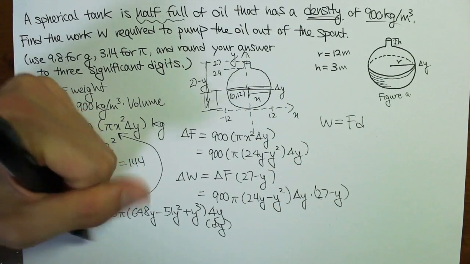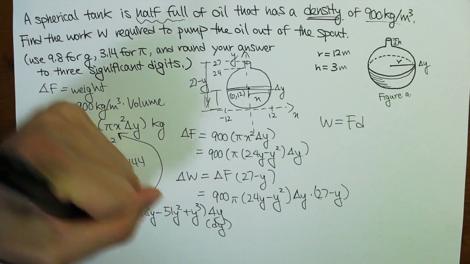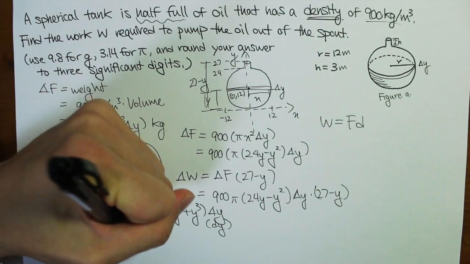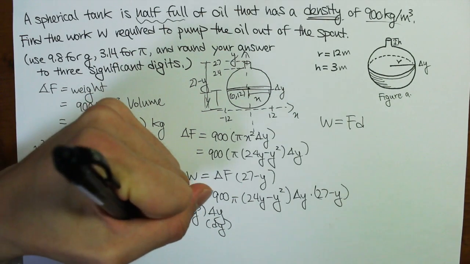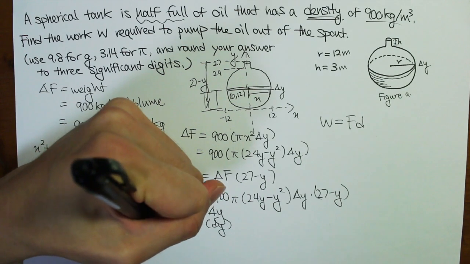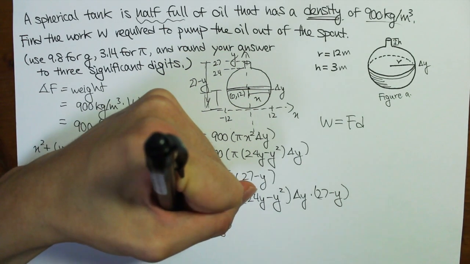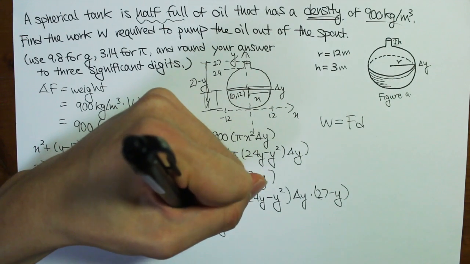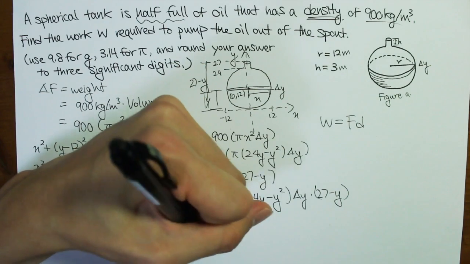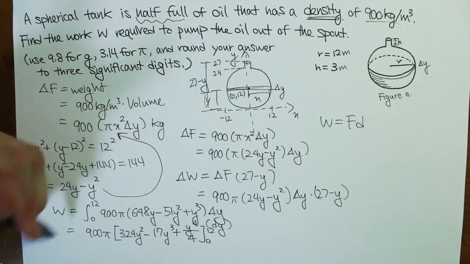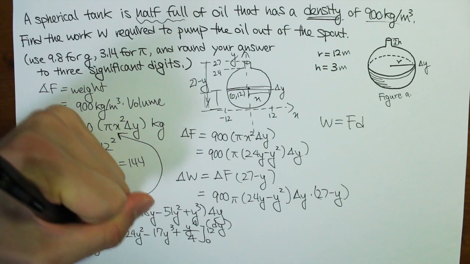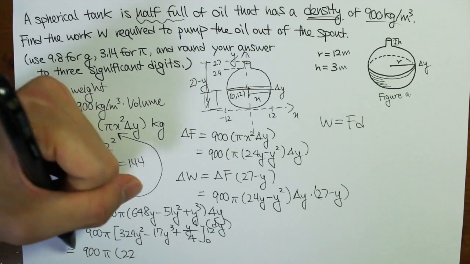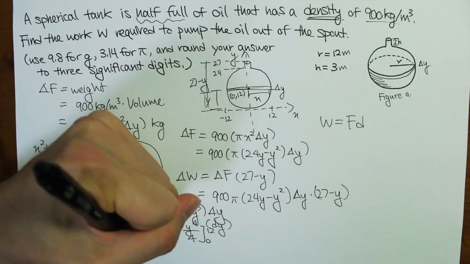To further simplify, it becomes 900 pi, the constant, times the integral, which gives 324y squared minus 17y cubed plus y to the fourth over 4, evaluated from 0 to 12. I've already done the calculation prior to filming, which turned out as 900 pi times 22,464.